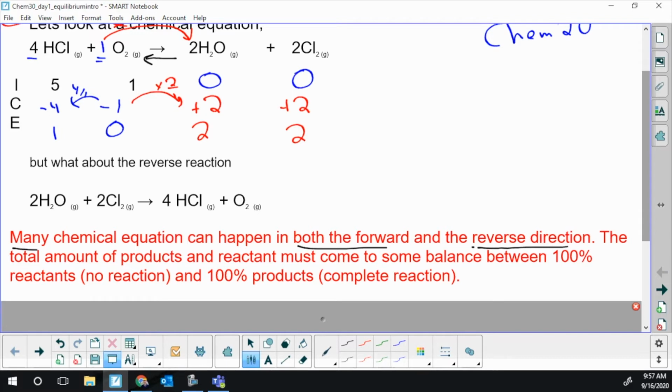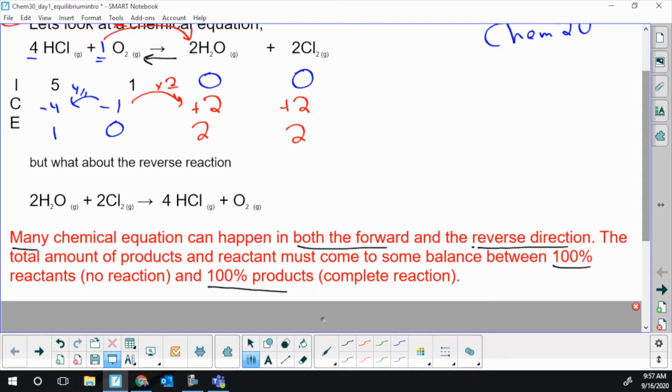You will never burn a piece of wood and then come back later and the CO2 and water went backwards and the wood showed up again. Okay? That will never happen. Not all reactions do this, but some do, and we're just studying the ones who do. Okay? The equilibrium reactions will come to some balance between fully turning into products and fully being reactants. Okay?